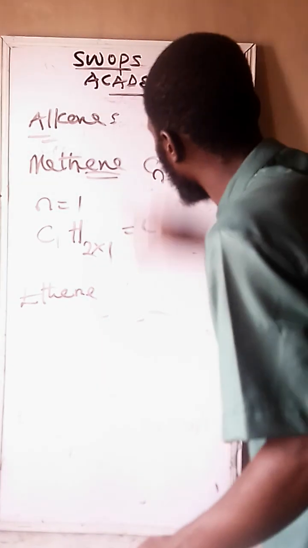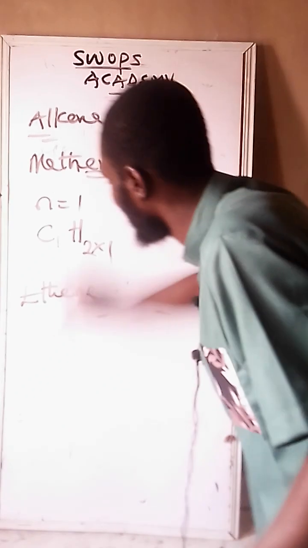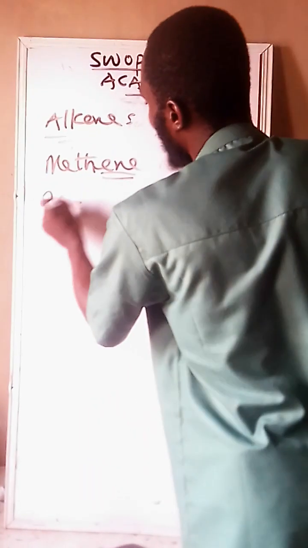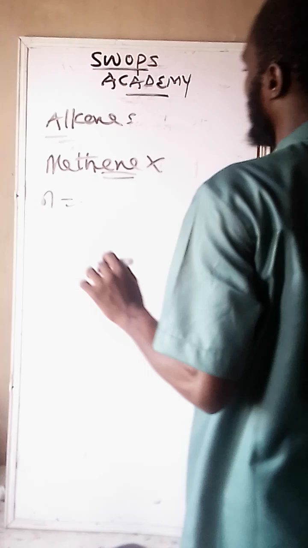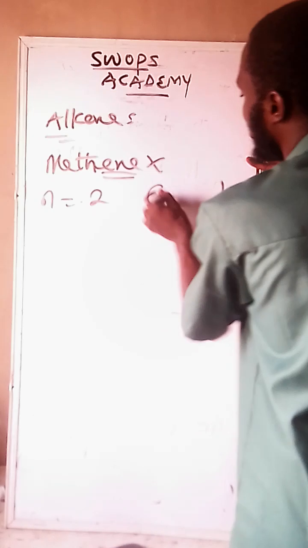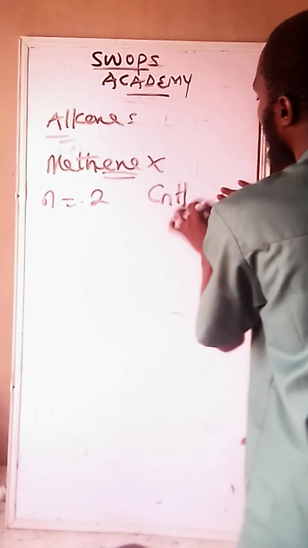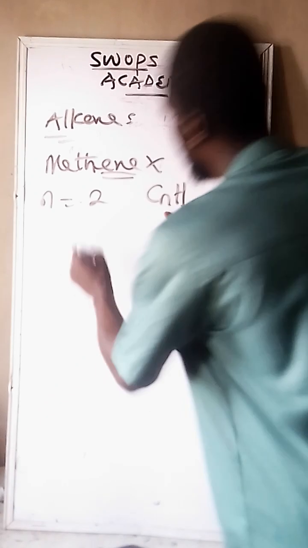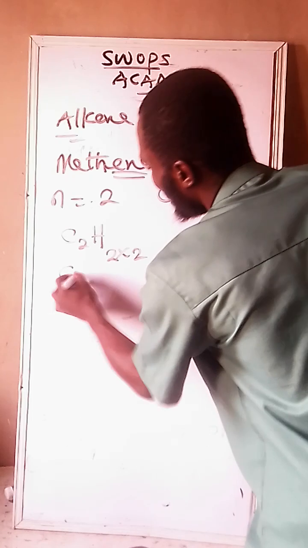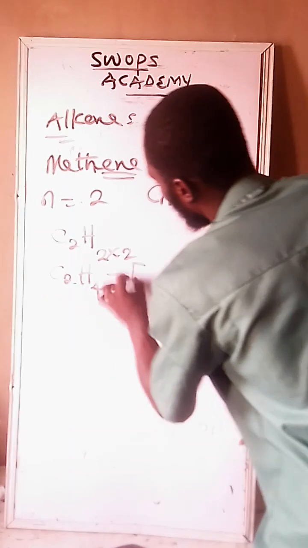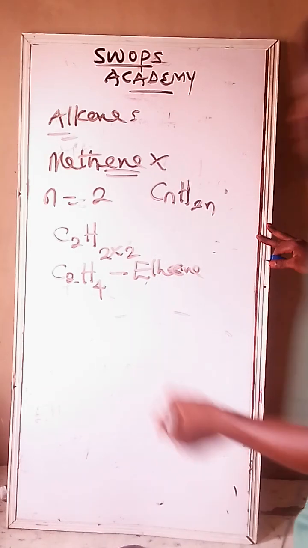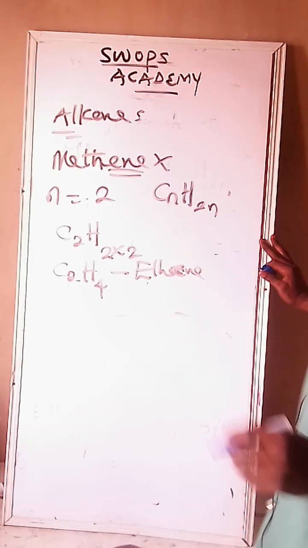Hope I'm communicating. Now let's go to ethene. I want to explain the term unsaturated hydrocarbon. Ethene will be N equals 2. Wherever I'm seeing N, and I told you the general formula is CnH2n, what will I be putting now? 2. It will now be C2H2 times 2, which will be C2H what? H4. This is ethene. Therefore, this is the molecular formula for ethene.